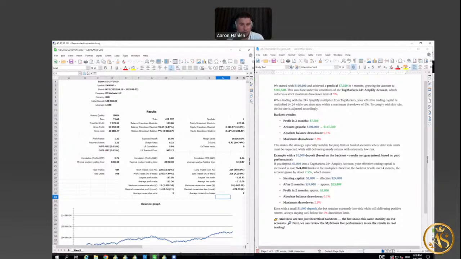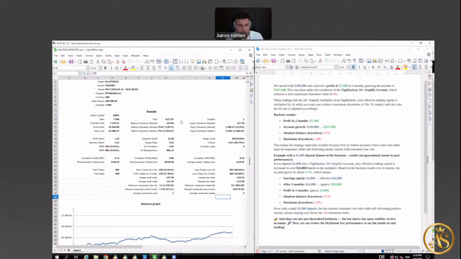This was done under the conditions of the Tech Markets 24x amplifier account, which enforces a strict maximum drawdown limit of 5%. And those 5%, as you can see right here, we didn't even get close to it. So we weren't even close to that 5%. So we could actually double the lot size and still not breach the 5%. You understand? By the way, this was done for the 24x amplify accounts, where we have 5% drawdown rules.